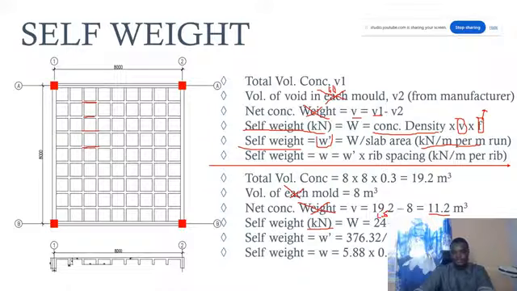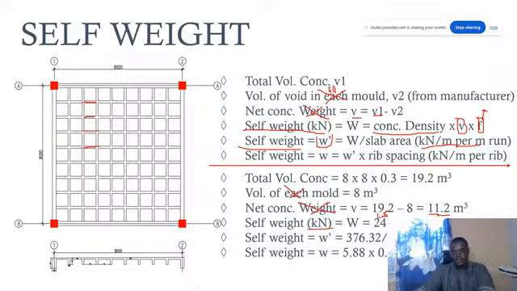If you are designing to the Euro code as well, you multiply by 1.25 or 1.3. This factor, this 1.4, is the factor of safety because this is a dead load. So we have 376.2 kilonewton. So in order to convert this load to an area load, we divide by the slab area. The area is 8 meters by 8 meters.